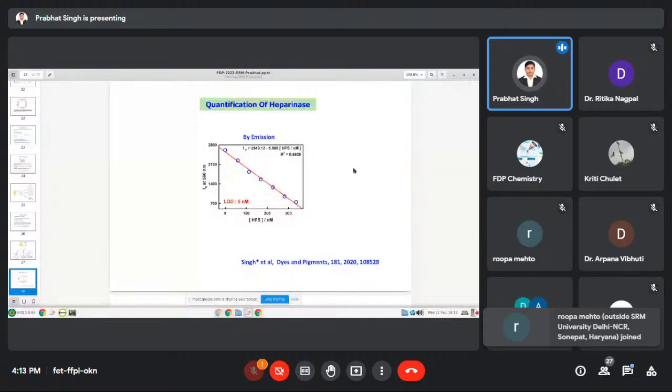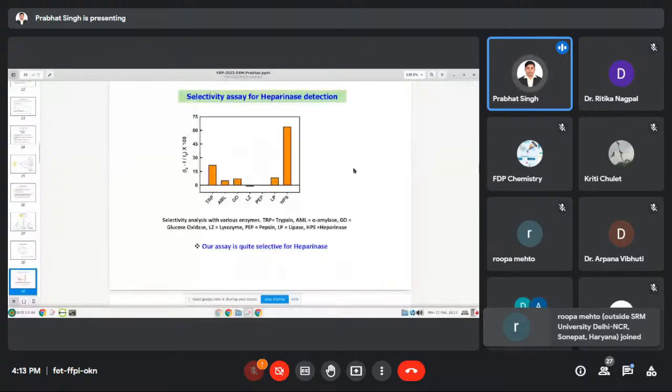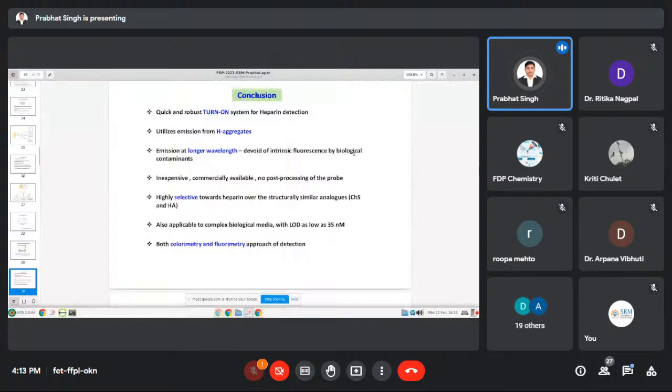Then we also did some sort of selectivity assay. Then we tested several enzymes, and we saw that heparinase shows the maximum response for this particular system, the thioflavin T heparin system. So in conclusion, for this part, we developed a quick and robust turn-on system for heparin detection.